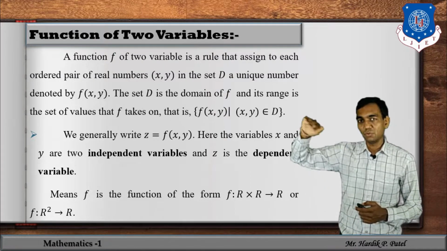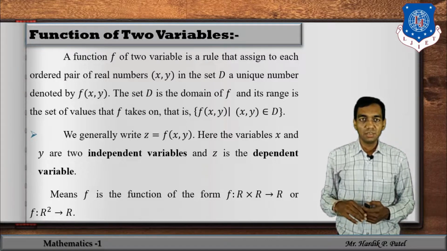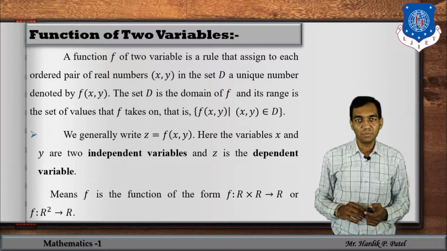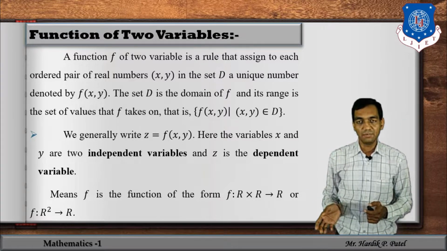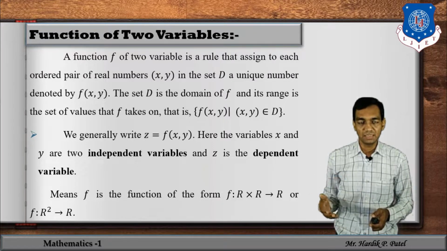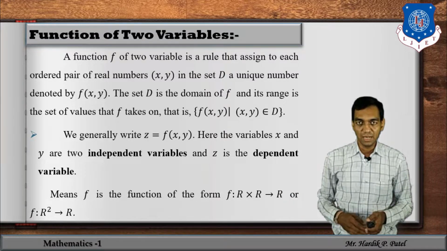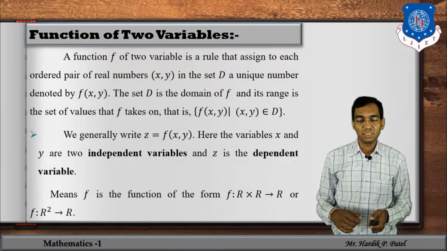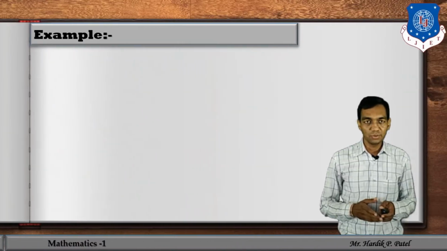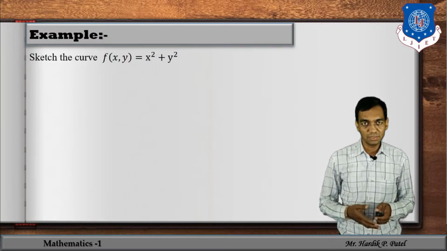Whatever curve or surface you have in three dimensions is your two variable function. Here x and y are two independent variables, that means x is not depending on y and y is not depending on x. But z is a dependent variable and it depends on x and y. That means your function is from R cross R to R, or you can say from R square to R. Now, going on to the example, sketch the curve f of x comma y is equal to x square plus y square.